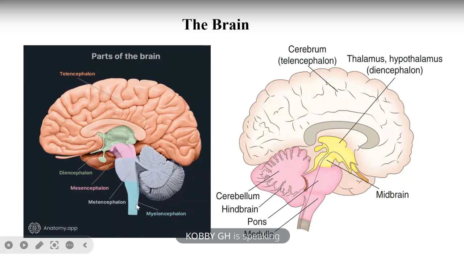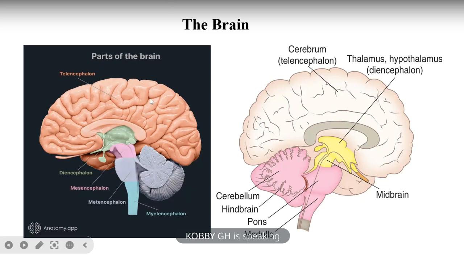And I mentioned that the midbrain, we also call it the mesencephalon. Then the pons, you can also call it the metencephalon. Then the medulla, you can also call it the myelencephalon. Those are other names that you have to know. And then the cerebrum, you can also call the telencephalon.